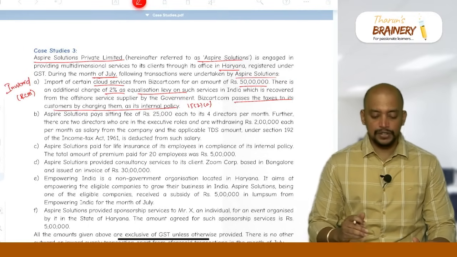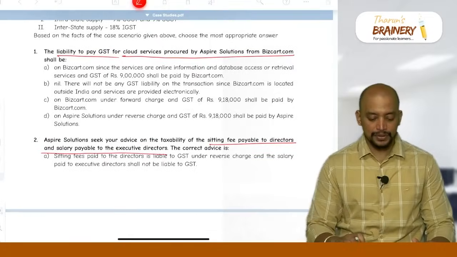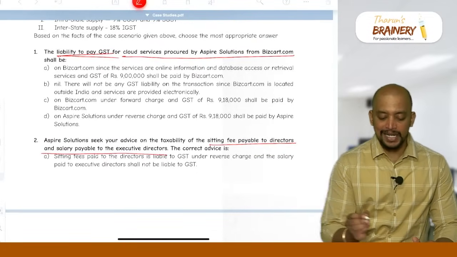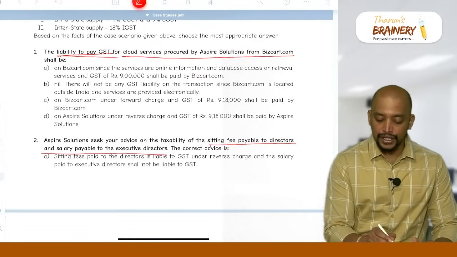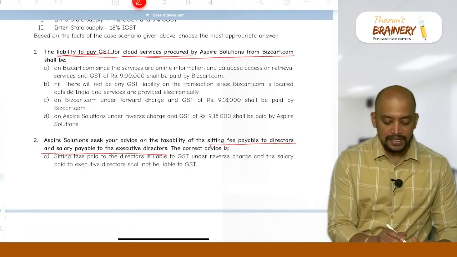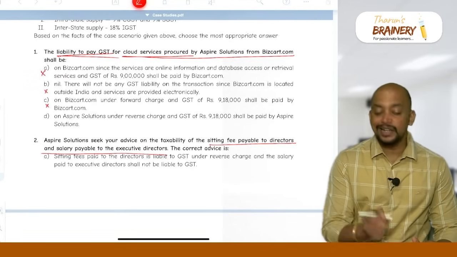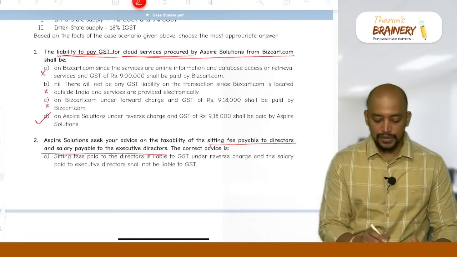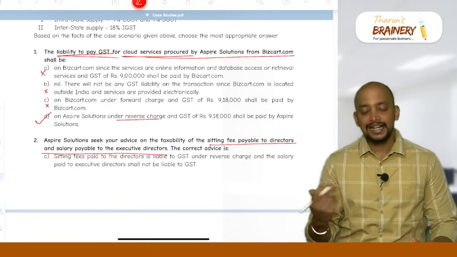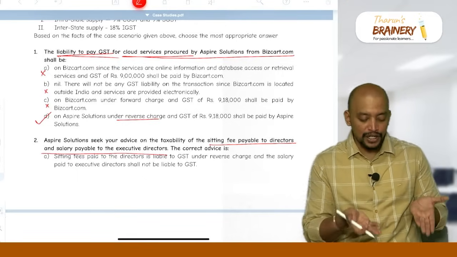And there is one question also related to this. The first question is that only, who is having the liability to pay GST for the cloud services? It is on BizCart? No, it is nil. On BizCart, no. It is on Aspire Solutions under reverse charge. And GST we don't have to compute because that is the only option.